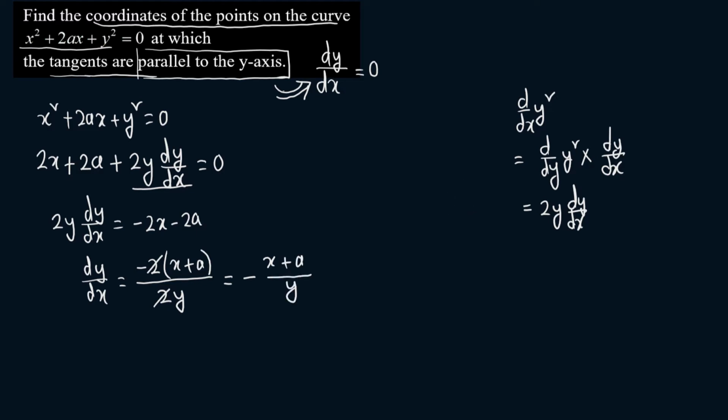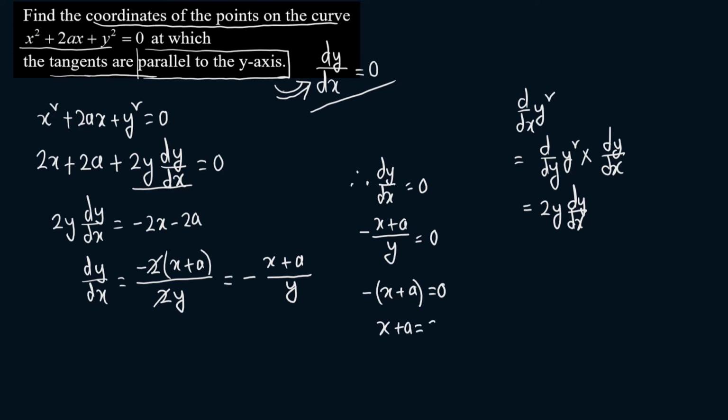Now we need to consider, because it is parallel to the y-axis, that dy by dx is 0. So let us consider dy by dx equals 0. It means that the expression minus x plus a divided by y equals 0. From here, by cross multiplication, minus x plus a equals 0, then x plus a equals 0, so we got x equals minus a. So this is our value of x, but the question is asking for coordinates. The x value is minus a, so we need to find the y value.